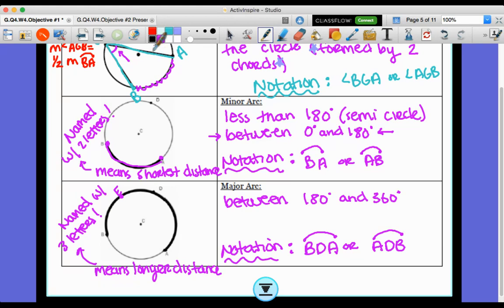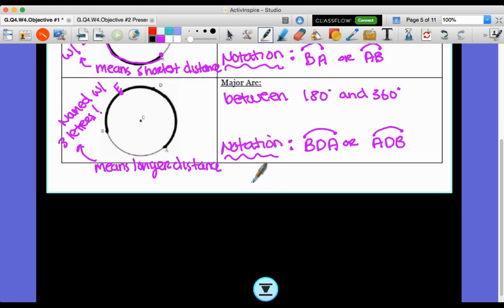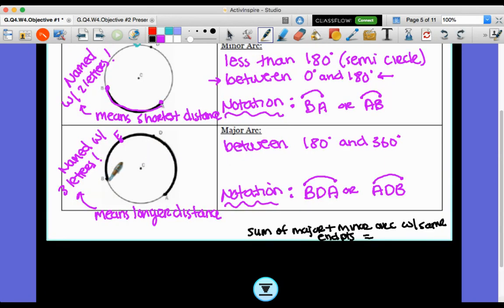To add on to this a little bit, if you add the sum of major plus minor arc with the same endpoints, what are you going to get? Well, we said it was the other part of the circumference, right? So if I go BDA and I go AB, how many degrees is that? 360 degrees.